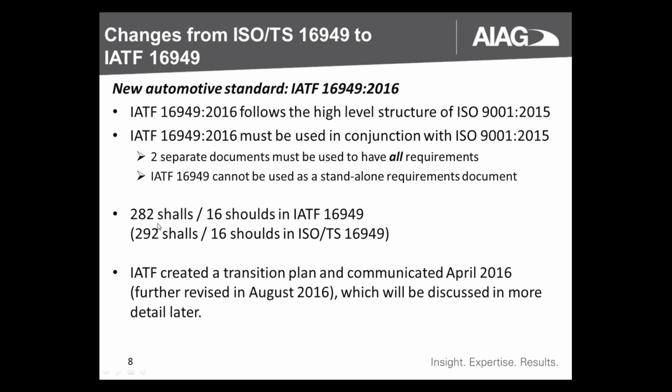The next bullet point reviews the number of shalls in IATF 16949 as well as shoulds, and offers a comparison to ISO TS 16949. IATF created a transition plan and initially communicated it in April 2016, and then it was further revised in August 2016.